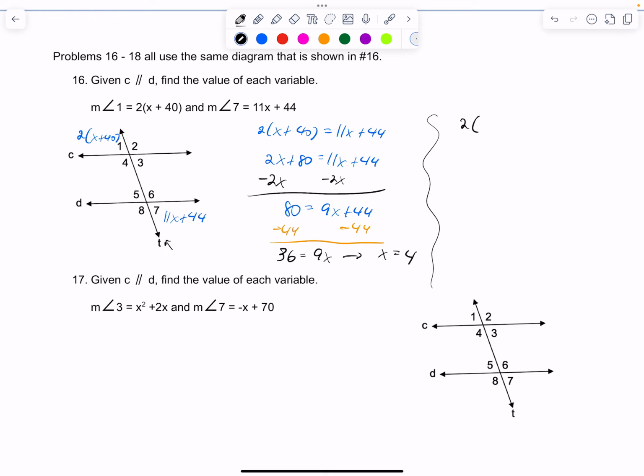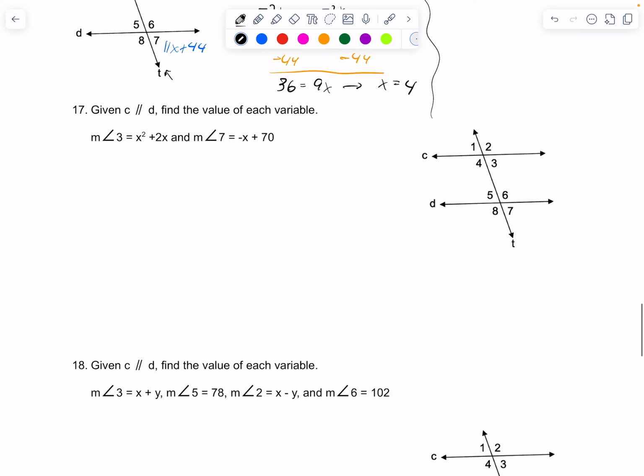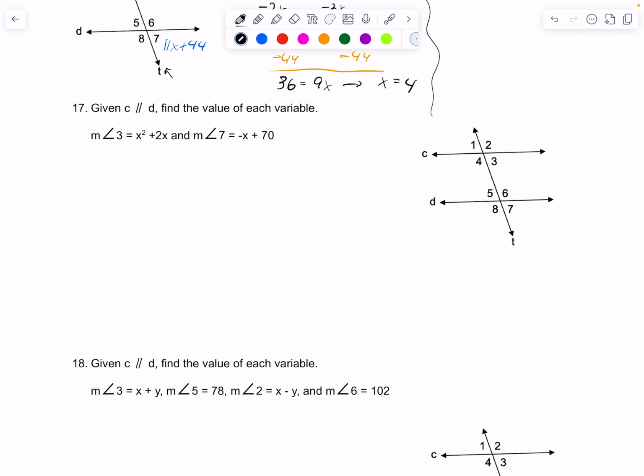So 2 times 4 plus 40 should be the same as 11 times 4 plus 44. Let's check that. 4 plus 40 is 44. 44 times 2 is 88. 11 times 4 is 44. Plus 44 is 88. So that checks out. You always want to check to make sure that you're going to have the right answer. Let's do 17. Okay, same thing, right? It's the same image. This time angle 3 is x squared plus 2x.